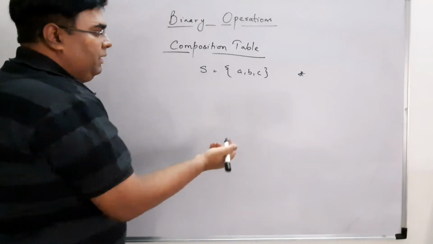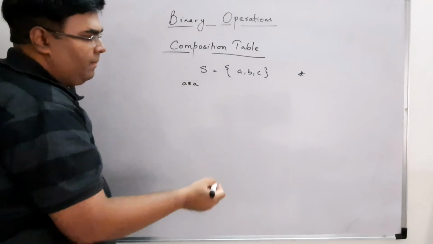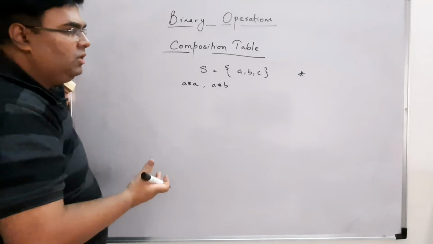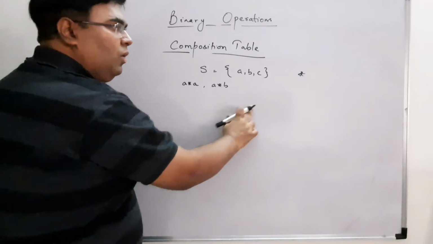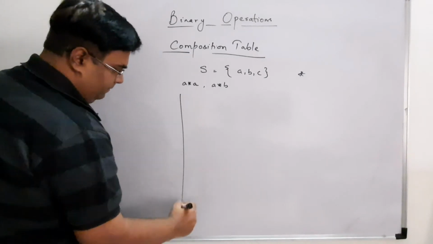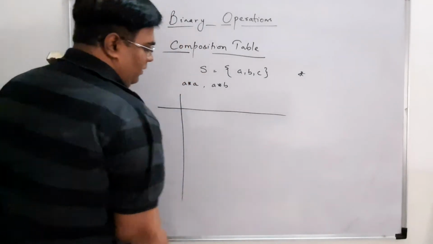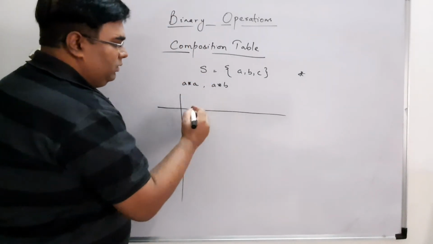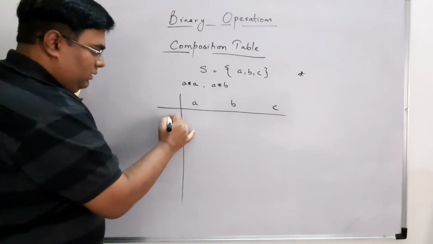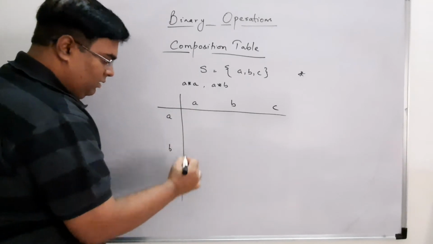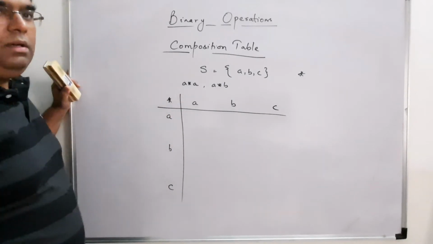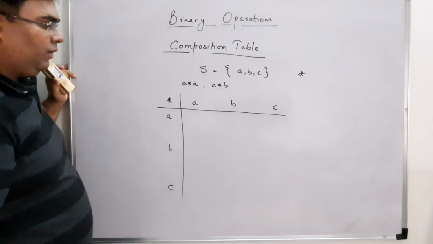The star operation can be done like A star A or A star B. We can choose any two elements since it's a binary operation, and operate them with this operation. Now we want to make a table where on top of the row I'll write all the elements, on the left also I will write all the elements, and here we will put our symbol of the operation. Correct.